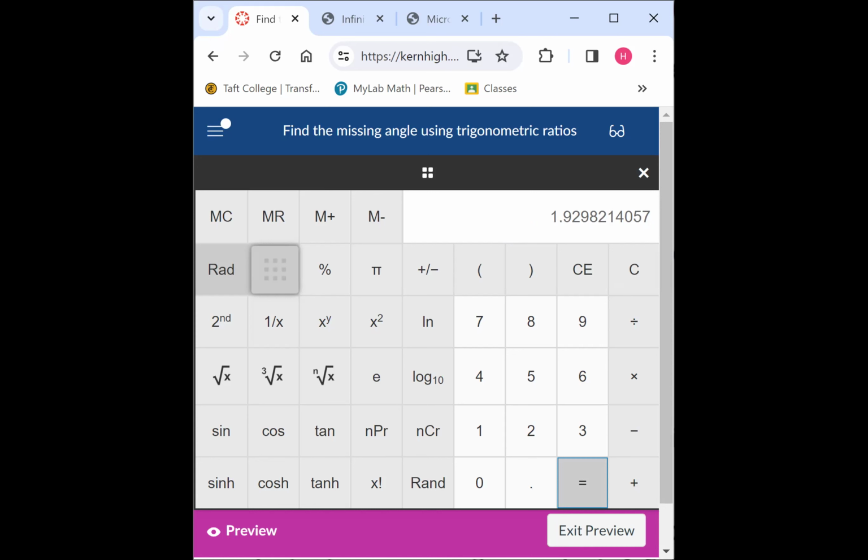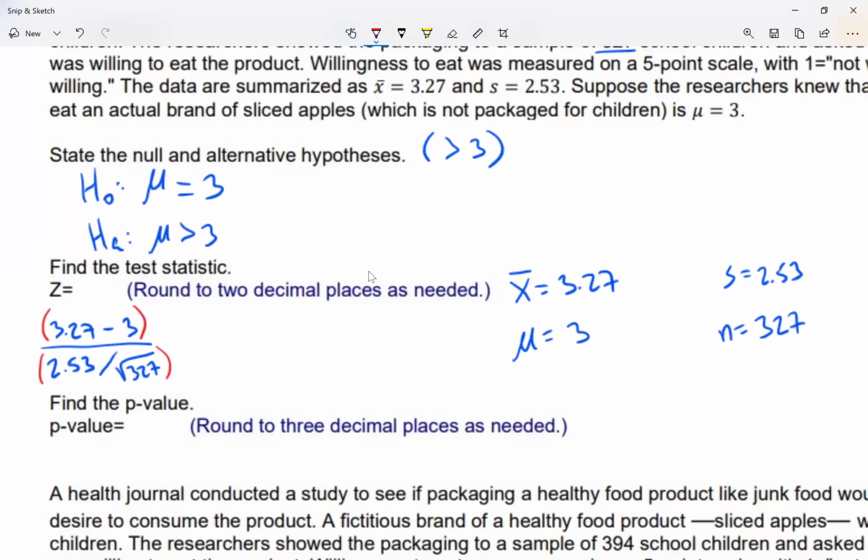I know in the instructions it said rounded to 2 decimal places. So this one, we know how to round. So this one I'm going to call it 1.93. See how simple that was? So let me come back here. My Z value was 1.93. My test statistic, my Z score is 1.93 because I rounded to 2 decimal places. Now let me find the p-value.